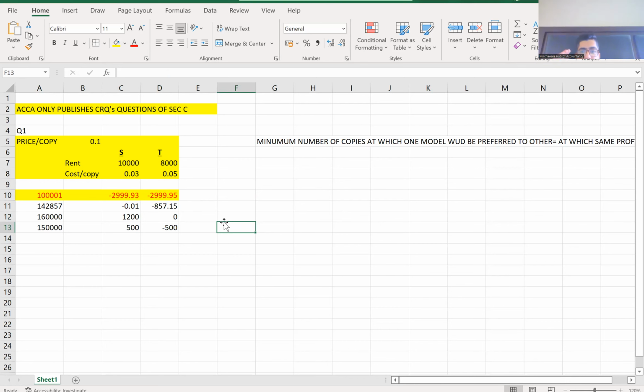Okay, so remember, whenever it asks for the minimum copies at which one model would be preferred to the other, it's always the one at which both models produce the same profit.